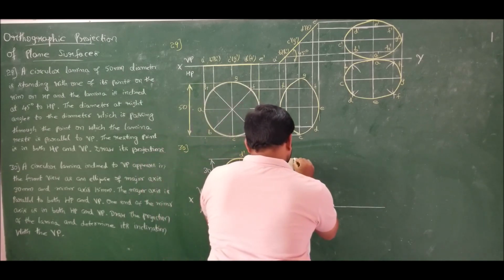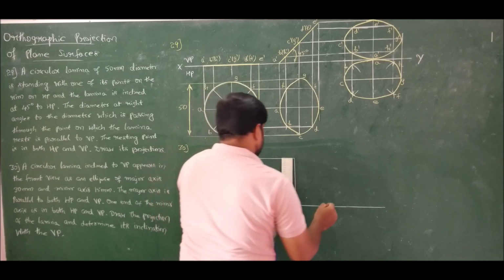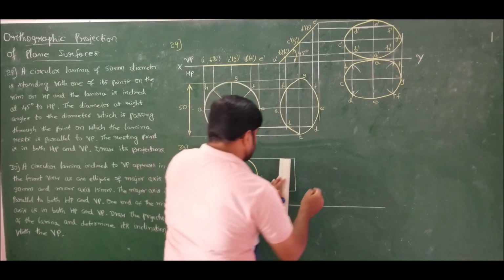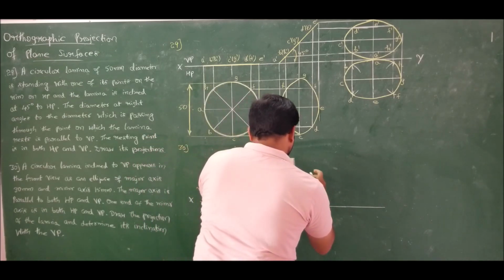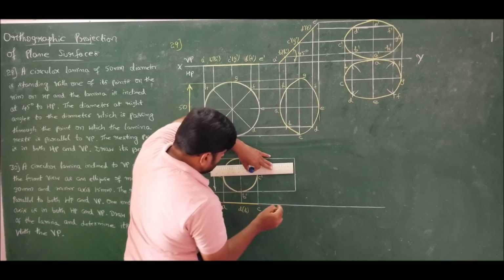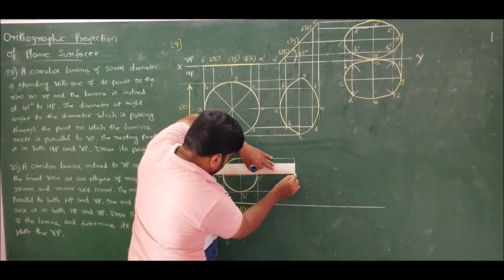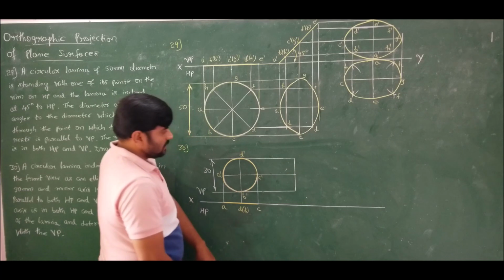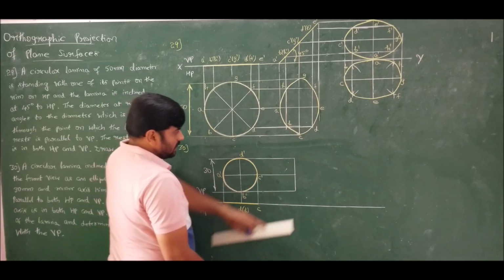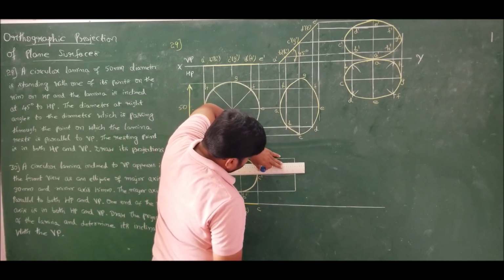So retain the major axis as 30. Retained. Now we have minor axis as 15. Now retain the major axis as 30. Now mark minor axis as 15.